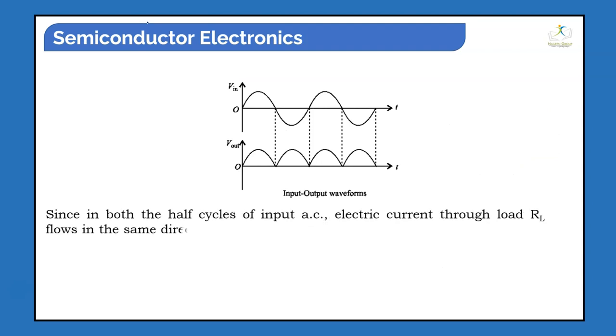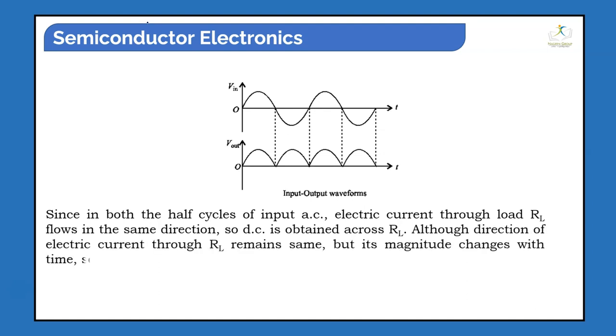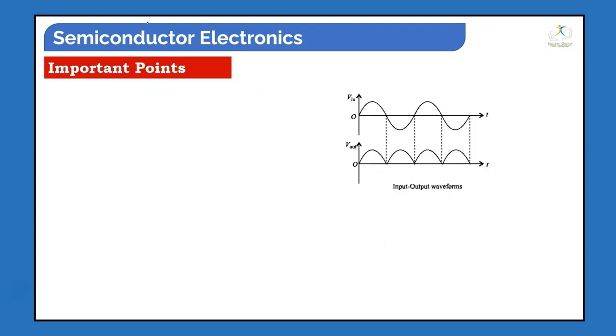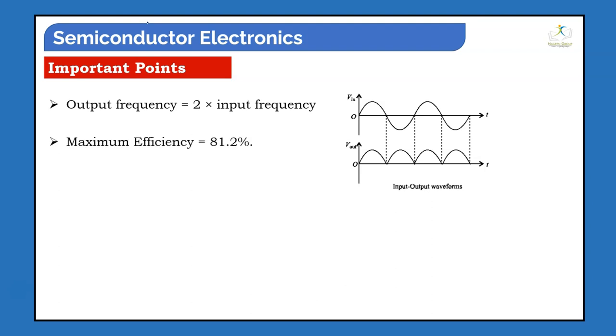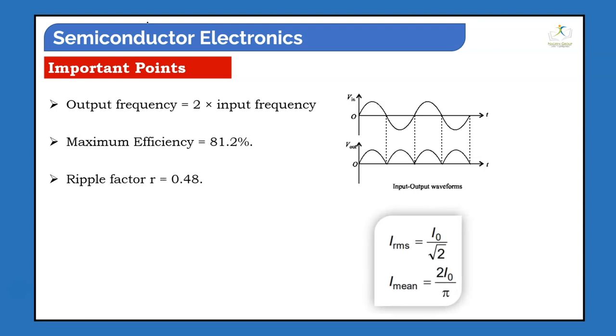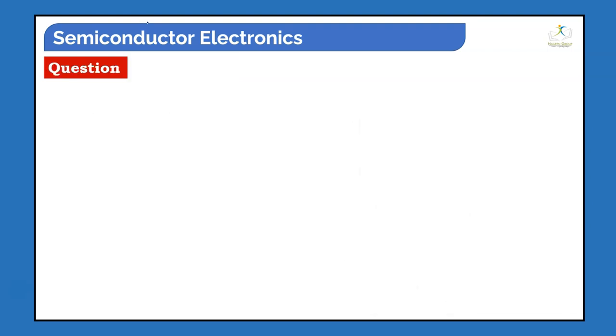So in both half cycles of the input AC, electrical current passes through the load resistance in the same direction. So DC is obtained across RL. The direction of electric current through RL remains the same, but its magnitude changes at the same time, so it is a pulsating form of DC. Some important points which we have to remember: the output frequency is 2 times the input frequency, the maximum efficiency is 81.2%, the ripple factor r is equal to 0.48. I RMS is equal to I naught by root 2 and I mean is equal to 2 I naught by pi.